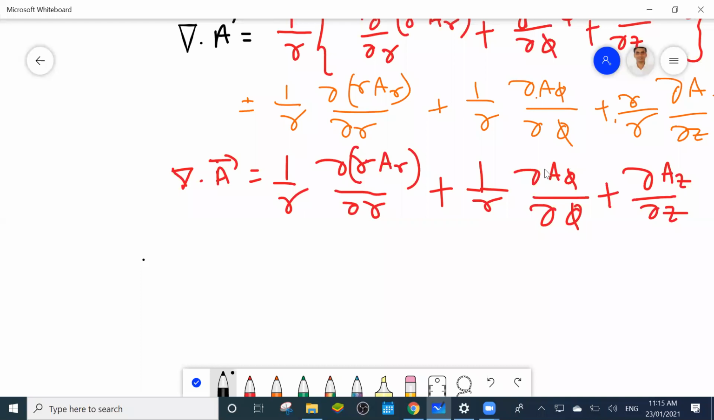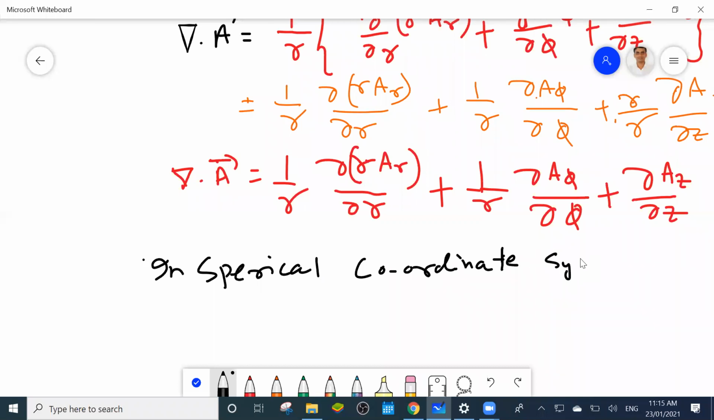Okay. Next, we'll see when we solve the problem and build a relation between these things. Then write in the spherical coordinate system. What is the del dot del? Anyone who can say what is the value?